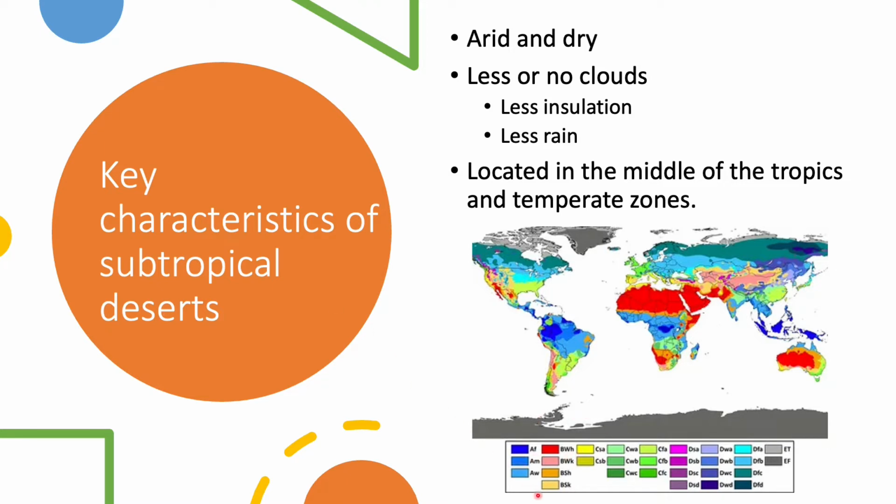As you can see, this whole list of the B group of dry climates all share similar characteristics. They're all arid and they're all dry. Subtropical deserts are the hottest of all of these dry climates because they are the most arid, the most dry, and also closer to the equator than most of these dry climate biomes. They're also located in the middle of the tropics and temperate zones. These are the temperate zones, the tropic zones. They are located right in the middle, which means they have less clouds, which leads to less insolation and less rain. I'll get further into it.